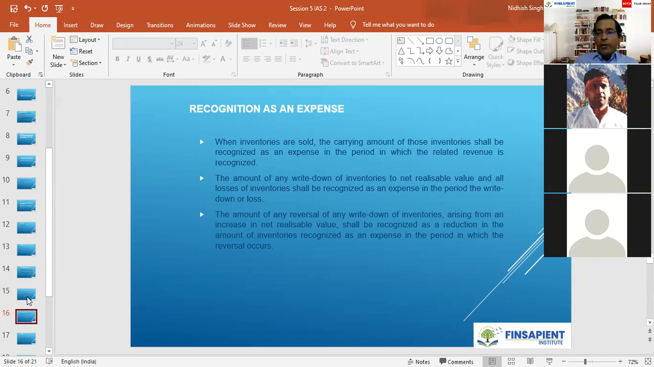Amount of any write down of inventory to net realizable value is an expense that we have noted already. Amount of any reversal of any write down of inventory arising from an increase in net realizable value that we have understood: there was a camera for $100, then there was news in the market that government is going to ban the camera because of some security issues maybe. So the price of the camera went down from 100 to 70. So there was a net expense of $30 in the P&L.